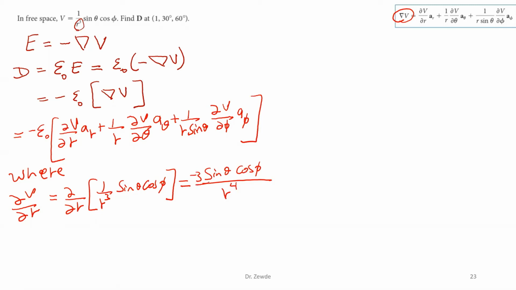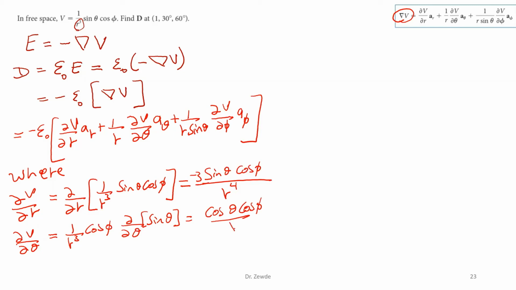Okay, for the second term, the partial of V with respect to theta. So 1 over R cubed times cos phi is constant, so we have the partial with respect to theta of sine theta. This is easy to understand. So this will give us cos theta cos phi over R cubed.